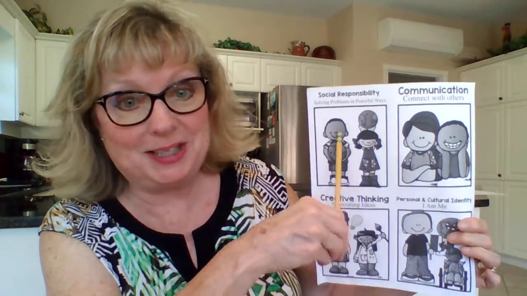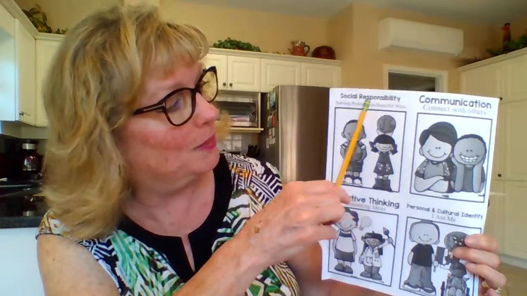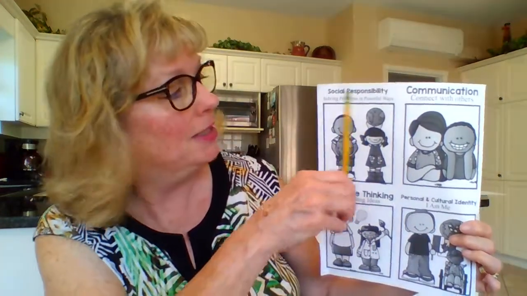Let's take a look at this particular magnet, and I'm just randomly going through them. The first one I have here is social responsibility. Think about what that means. We have here solving problems in peaceful ways. That's one of the things that we can look at. Can you solve a problem in a peaceful way? Have you ever found yourself having a problem with maybe some work at school? What's a peaceful way to solve the problem that you might be having? It could be to put your hand in the air for me to see you, or you could ask a friend next to you quietly. That's a peaceful way.